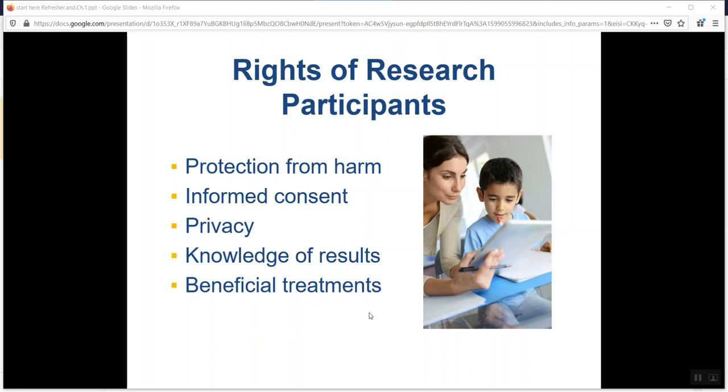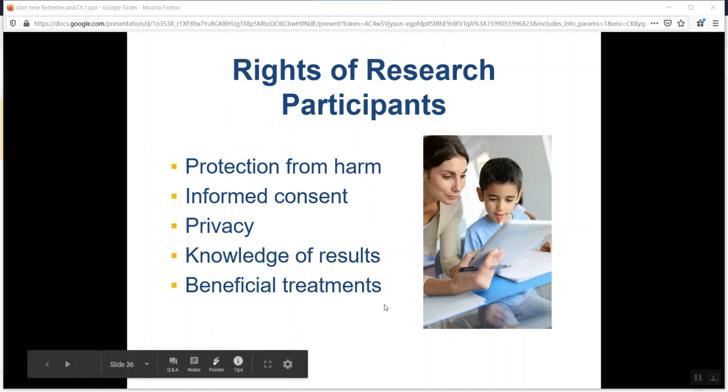So this is seen many times in treatment for diseases like cancer and things like that. If Group A received the chemotherapy that's being tested, and Group B got the placebo, and the chemotherapy that was being tested is shown to be effective, the placebo group should be offered that beneficial treatment at the end of the study.